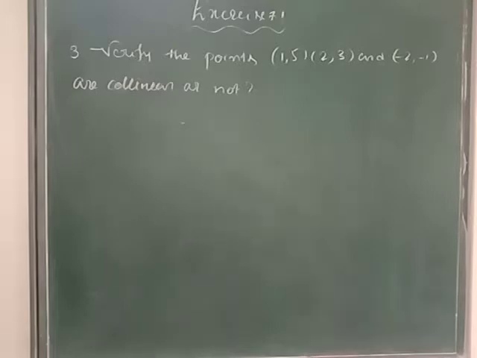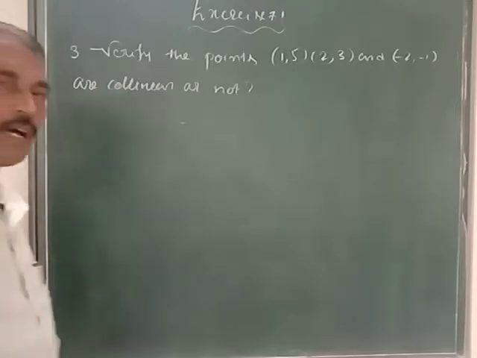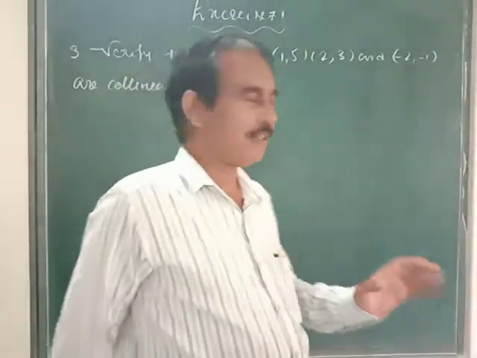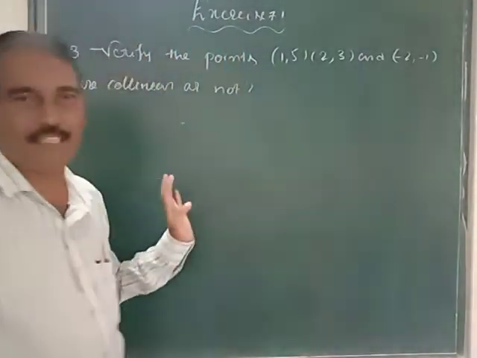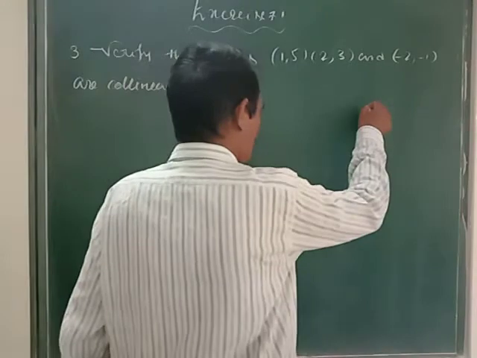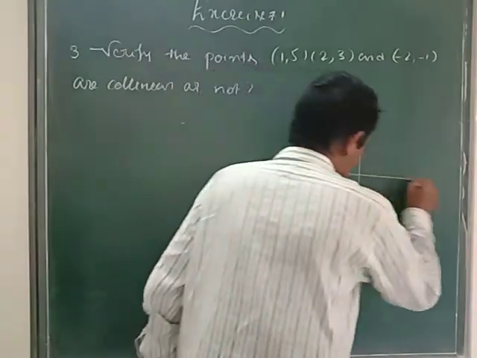What is the question? Verify whether the points (1, 5), (2, 3) and (-2, -1) are connected or not. How can you prove? If you observe from the graph, you know that simple way. Here, if it is given for half a mark, no need to do everything. Just make a graph, roughly. Whether it is collinear or not.